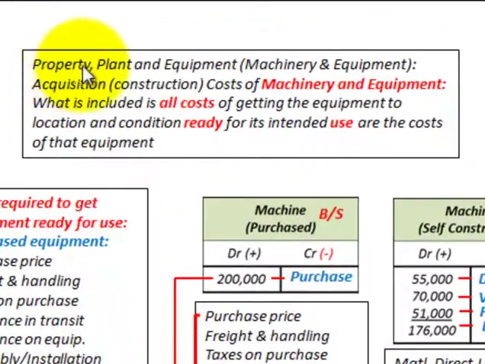What we're going to be looking at here is property, plant, and equipment, and we're specifically going to be looking at machinery and equipment here and the cost of machinery and equipment. Again, it'll be for the acquisition or the construction costs of machinery and equipment. What is included is all the costs of getting the equipment to the location and condition ready for its intended use. That would be the costs of the equipment when we're accounting for equipment under our property, plant, and equipment.